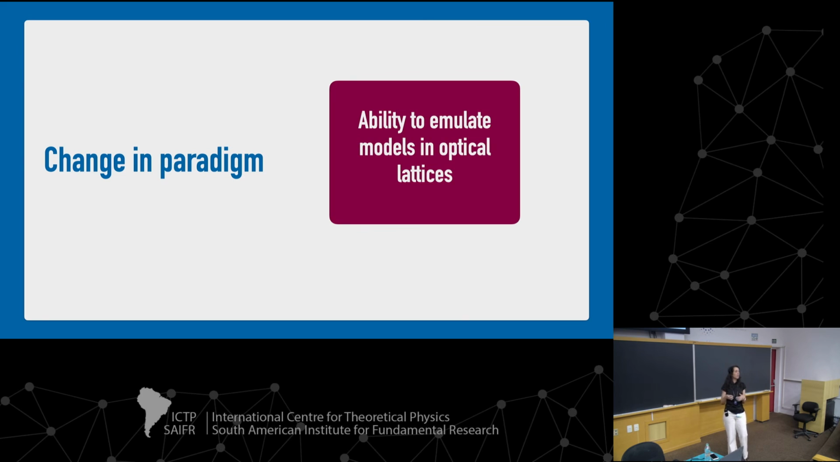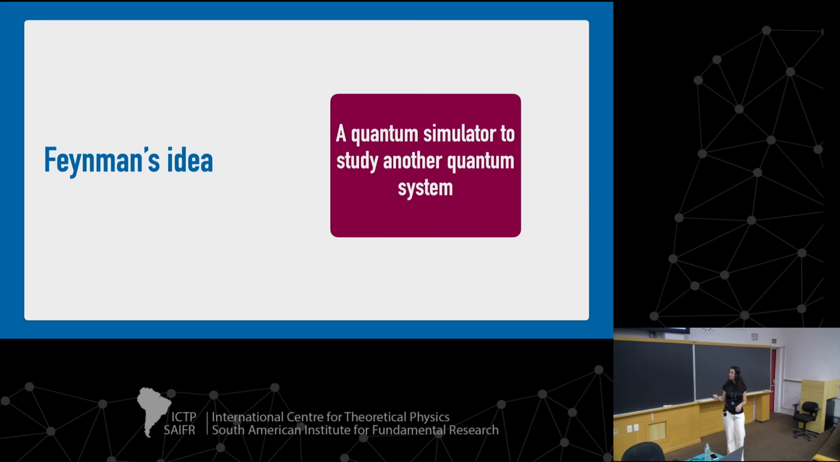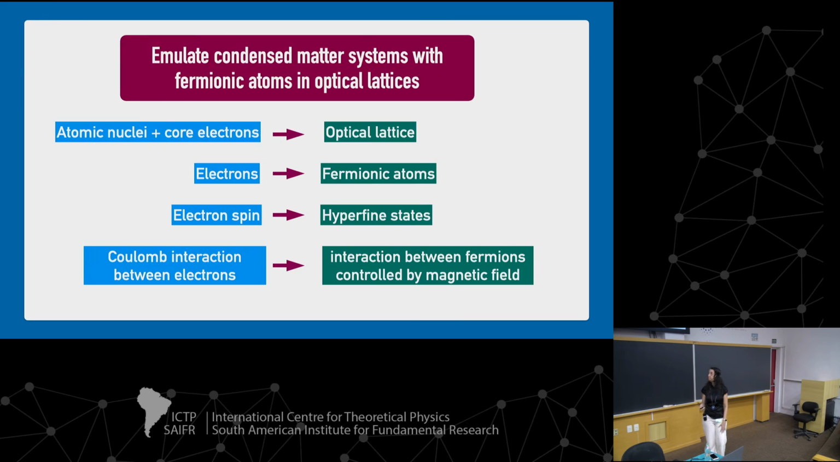And here is the other way around. I want to study this model, so I'm going to emulate this in the lab. And then I'll study the model I want to study. And why do you want to study a model? Because we cannot solve this model, and we don't know all the physics that is in there. So it's good to have, and this is Feynman's idea, a quantum simulator to study another quantum system. So this is what the field of optical lattices with fermions in it is about. It's a quantum simulator for materials and condensed matter physics.